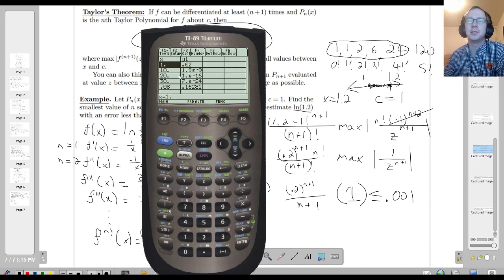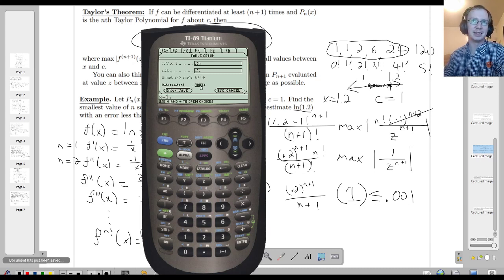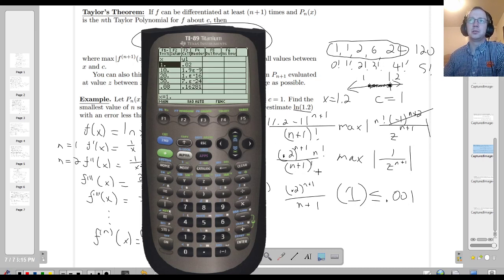Now I already kind of have the table set up the way I like. Just to show you what I've done, table set, I just want to make sure independent is set to ask. All that means is I get to pick the x values I'm going to plug in here. Okay, so let's go back to that table. If I plug in n equals 1, darn, my error could be as big as 0.02. That's not good enough. If I try n equals 2, nope, still bigger than 0.001. What about n equals 3?